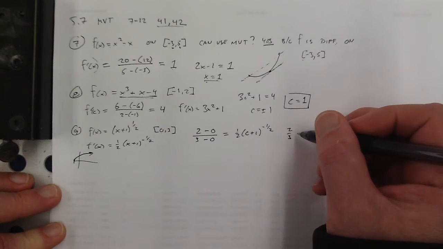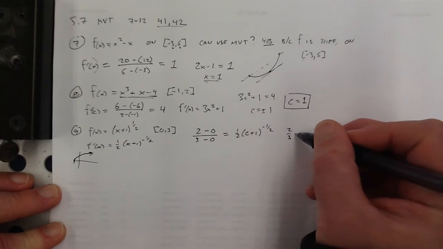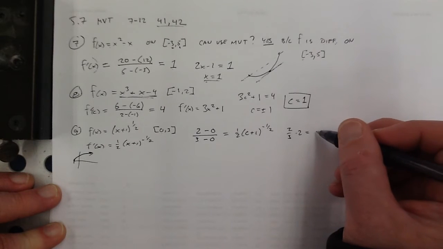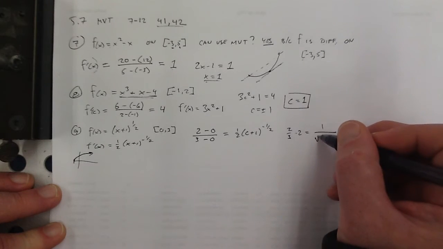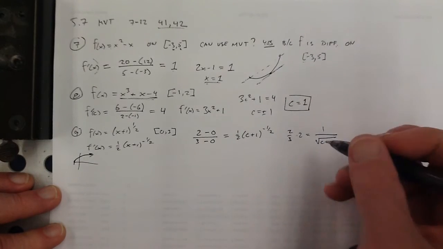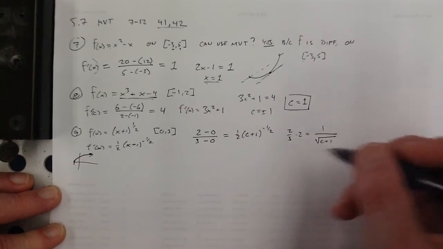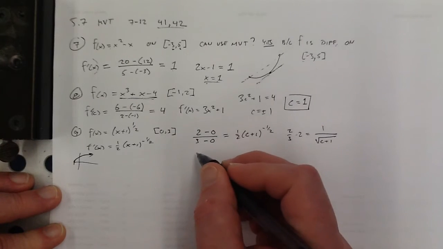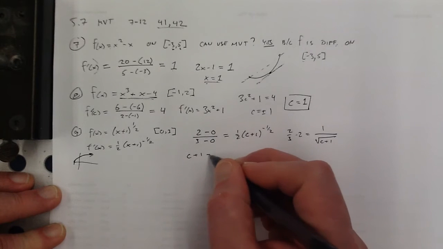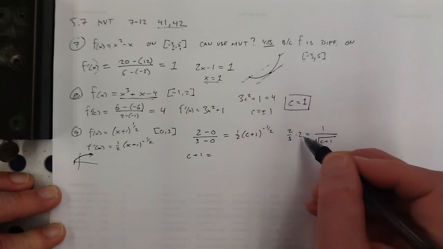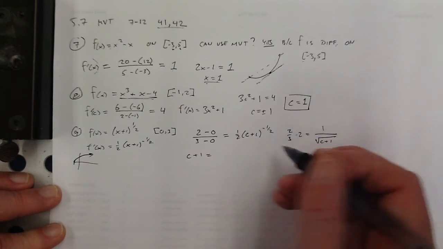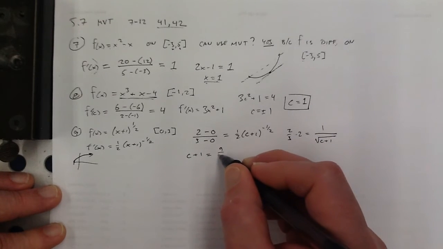2/3, let's see, if I multiply both sides by 2, I'll get rid of that. And then that's 1 over the square root of c plus 1. So maybe I'll flip both sides over and then square both sides. So if I flip both sides over and square both sides, I get c plus 1 on one side. And then if I flip this over, it will be 3/4 instead of 4/3. So 3/4 squared is 9/16.